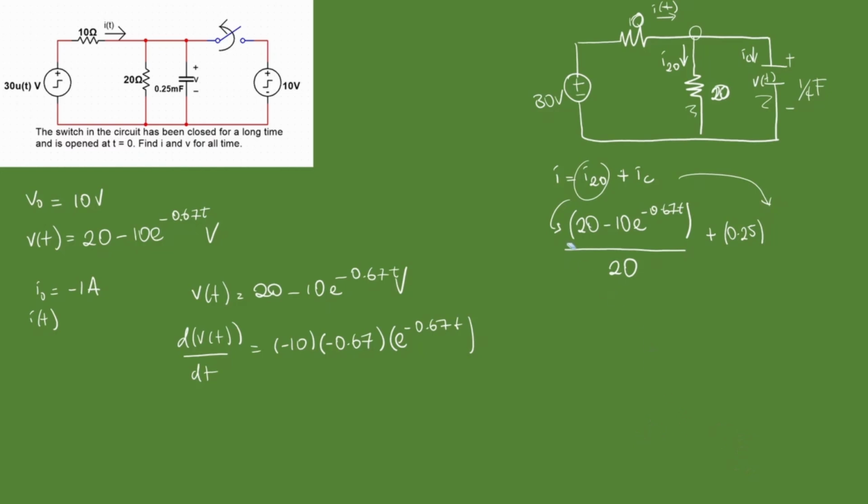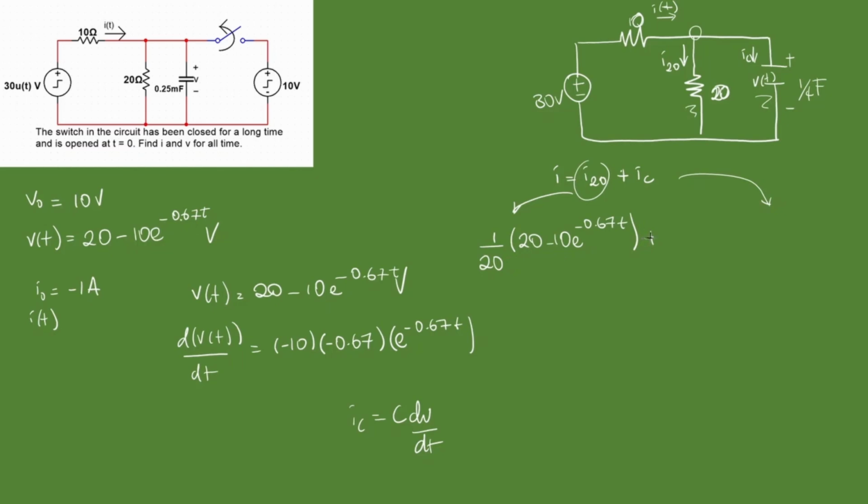Alright, so let's have a bit more space when we're working. And we're working here. Alright, so that's I20. 1 over 20 times 20 minus 10e to the minus 0.67t, plus this whole I of c is C dV/dt. Okay. So plus our capacitance is 1 over 4, C. Then dV/dt. Then that's this entire expression over here.